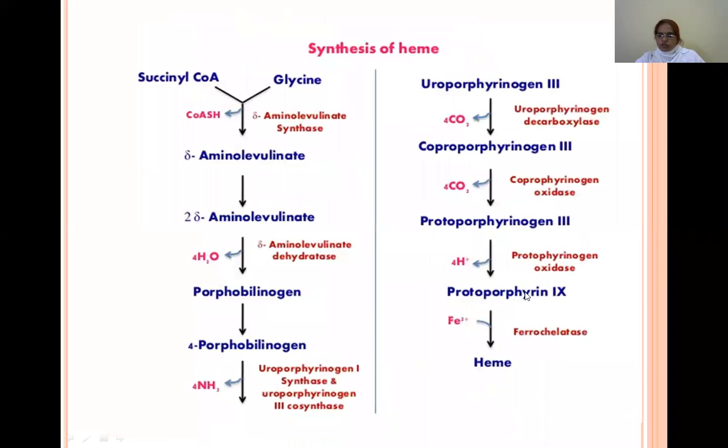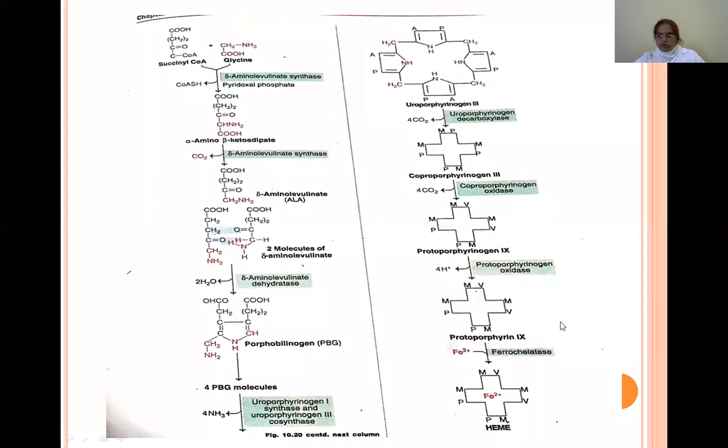Now see the formation of heme from the protoporphyrin 9. Here the ferrous form of iron is attached with the protoporphyrin 9 to produce the heme. This reaction is catalyzed by ferrochelatase. So now we form the heme. Heme contains the iron, here at the center of the porphyrin.